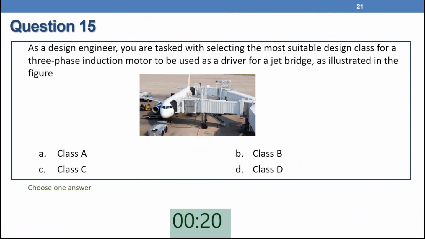Question 15. As a design engineer, you are tasked with selecting the most suitable design class for a three-phase induction motor to be used as a driver for a jet bridge, as illustrated in the figure. The answer is Class A, Class B, Class C, or Class D. Time starts now.